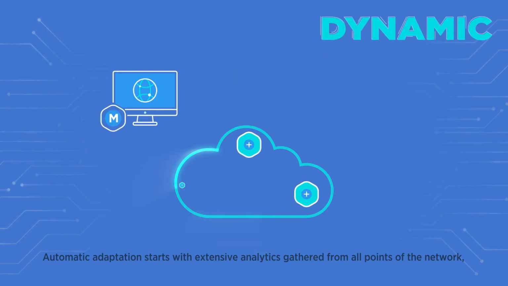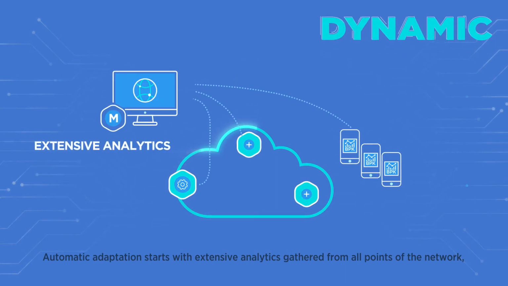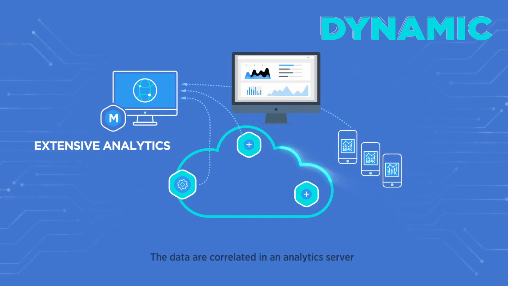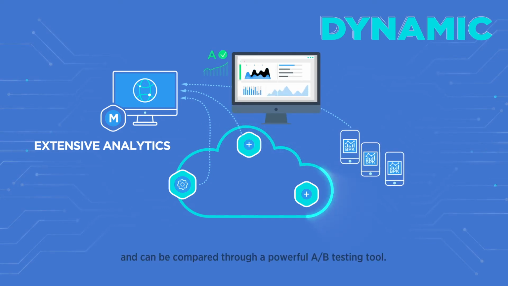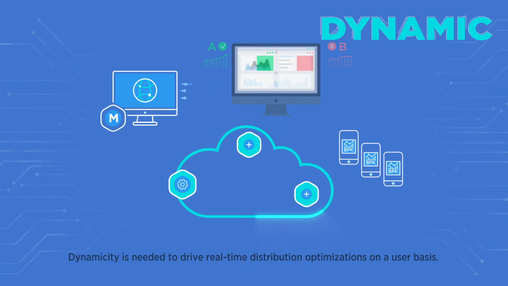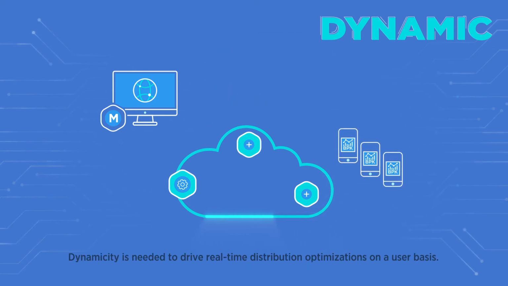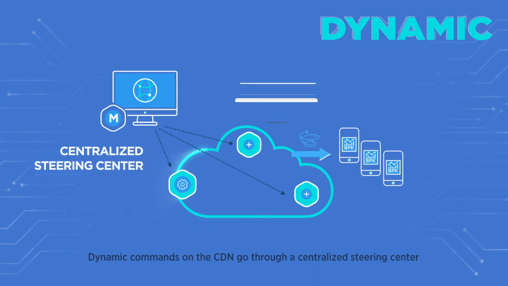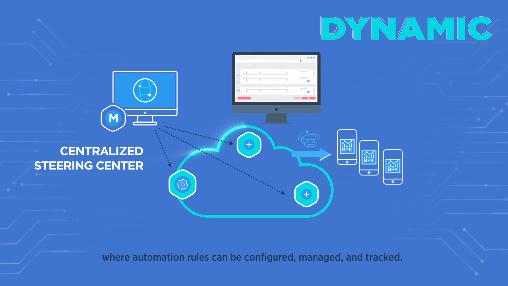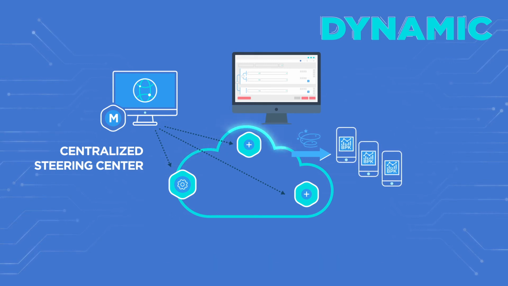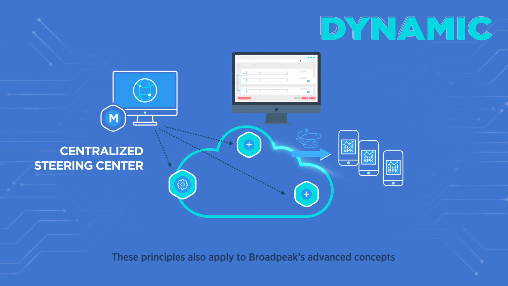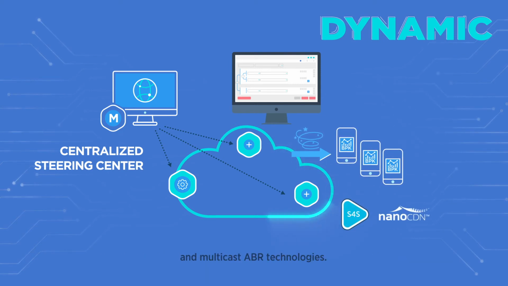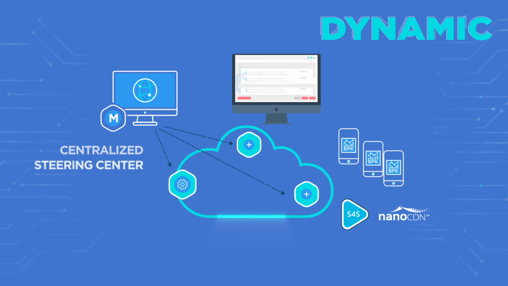Automatic adaptation starts with extensive analytics gathered from all points of the network, down to the player level. The data are correlated in an analytics server and can be compared through a powerful A/B testing tool. Dynamicity is needed to drive real-time distribution optimizations on a user basis. Dynamic commands on the CDN go through a centralized steering center where automation rules can be configured, managed, and tracked. These principles also apply to Broadpeak's advanced concepts, such as our multi-award-winning server-side stream selection control and multicast ABR technologies.